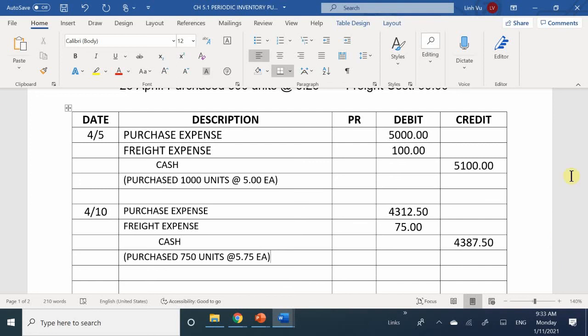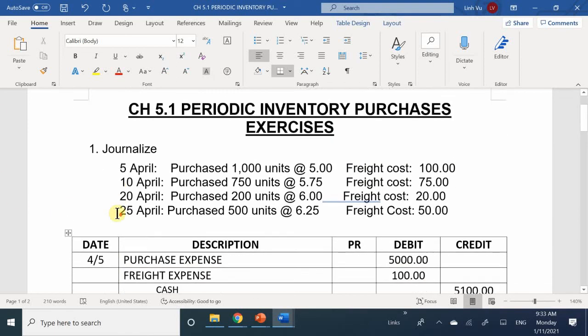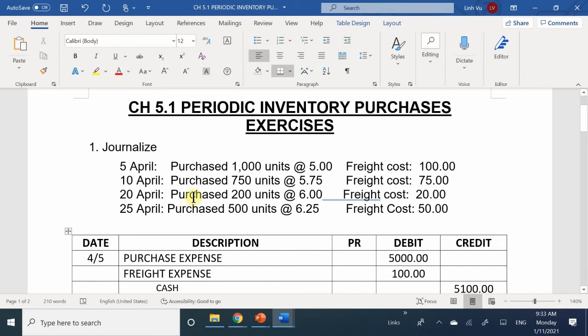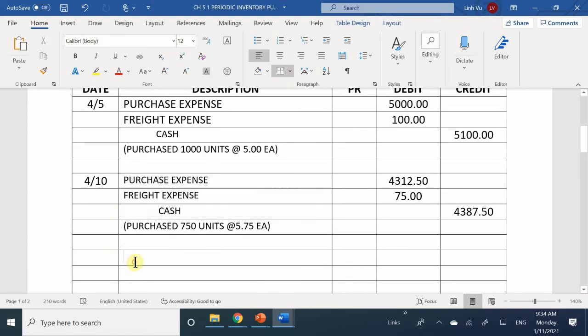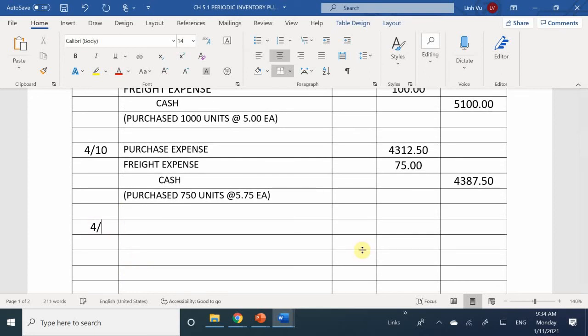So then you can recognize what's going to happen. Now the last two scenarios. April 20th, you purchased 200 units at $6 each. Freight's going to cost you $20. So how are you going to journalize this? Purchase expense. Yep, don't forget the date. What else? Freight expense. Good. And then cash. Okay.